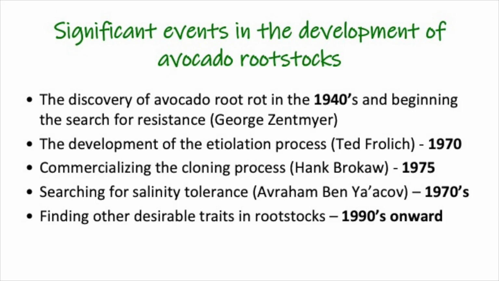We had the discovery and identification of Phytophthora cinnamomi in 1940, and the University of California hired George Zentmyer. He was a forest pathologist, and he went down to Riverside, and he spent the next 40 years being an avocado root rot scientist. We have the development of the etiolation process by Ted Frolich. He was a researcher at UCLA when UCLA used to have horticultural research. But he developed a method that wasn't commercial. So the world owes it to Hank Brokaw for coming up with a commercial method.